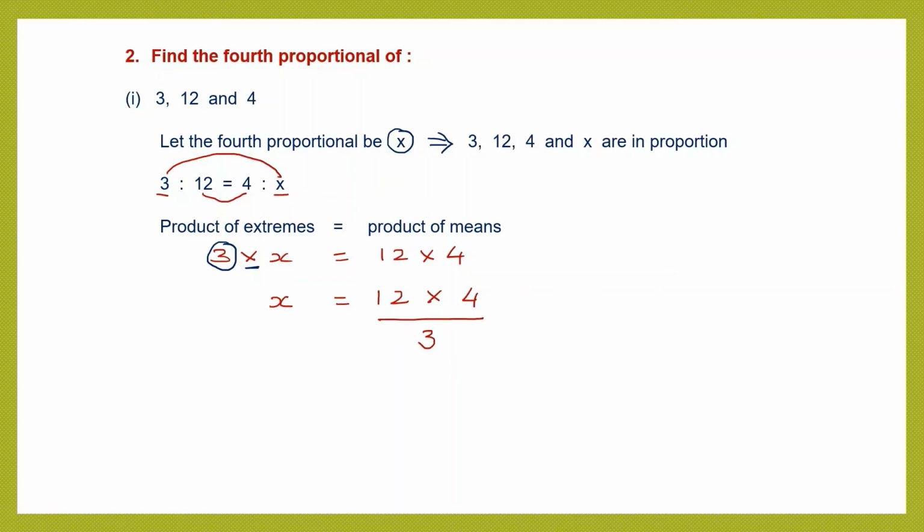I can cancel something here. I can cancel 3 and 12. 3 ones are 3, 3 fours are 12. That's it. I can't cancel anything else. Now let me multiply my numerators. 4 fours are 16 and the denominator is 1. That means it's just 16. So my fourth proportional is 16. This is my answer.